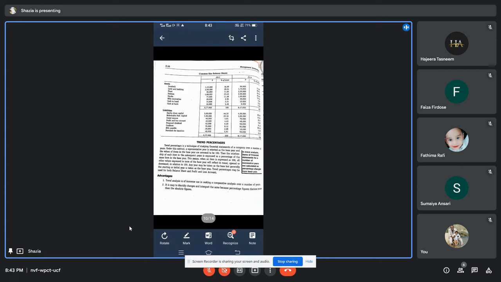Trend percentage may be used for both the balance sheet and the profit and loss account. So the same way we did the problems based on the balance sheet and profit and loss account, this trend percentage or trend analysis also will be done on the same thing. But here the criteria for the calculation of trend percentage is a little different.